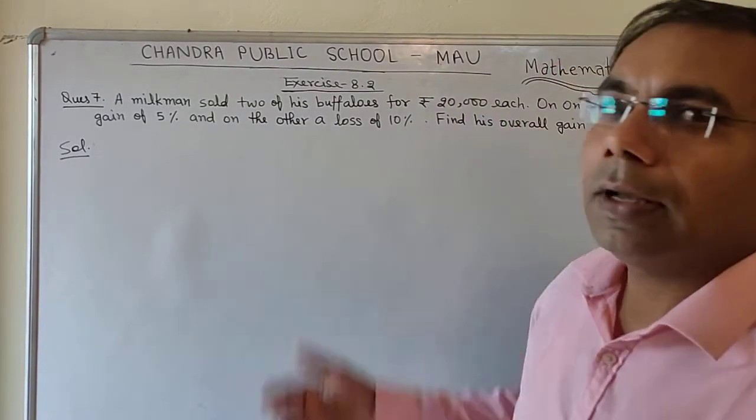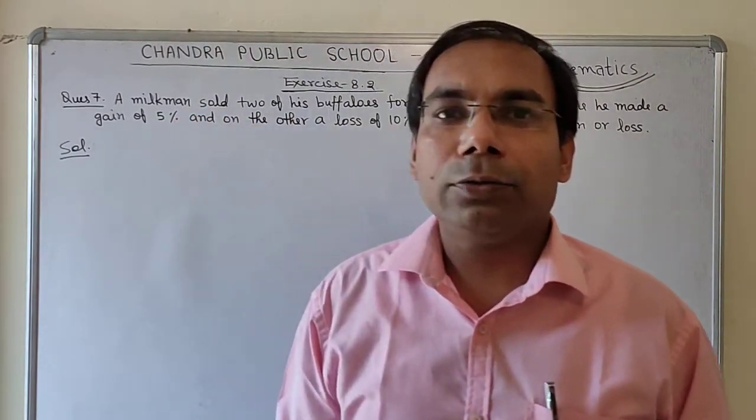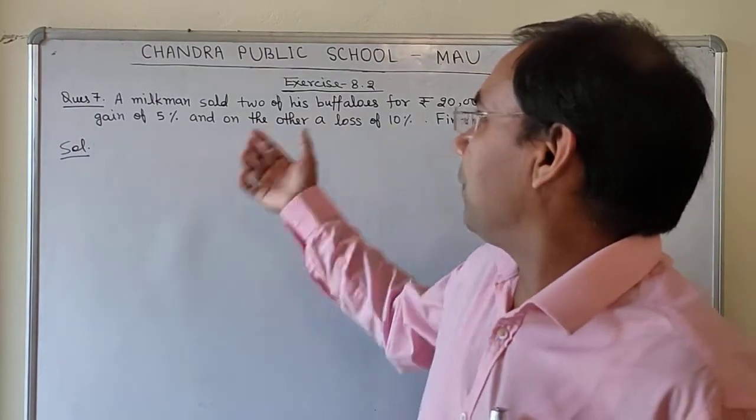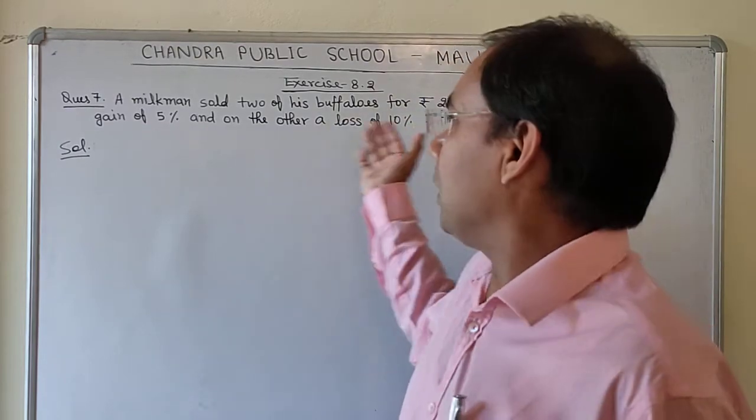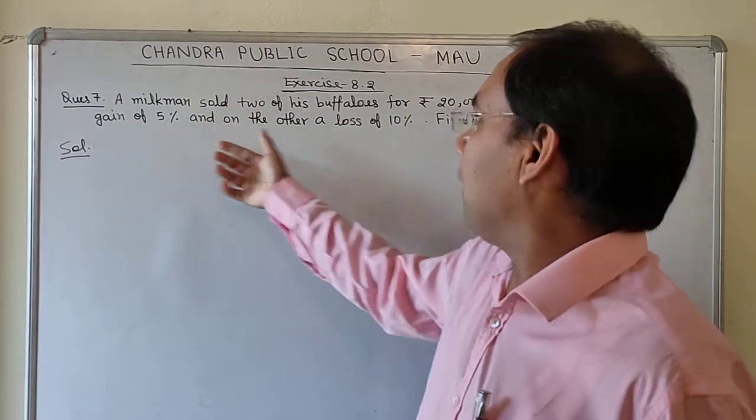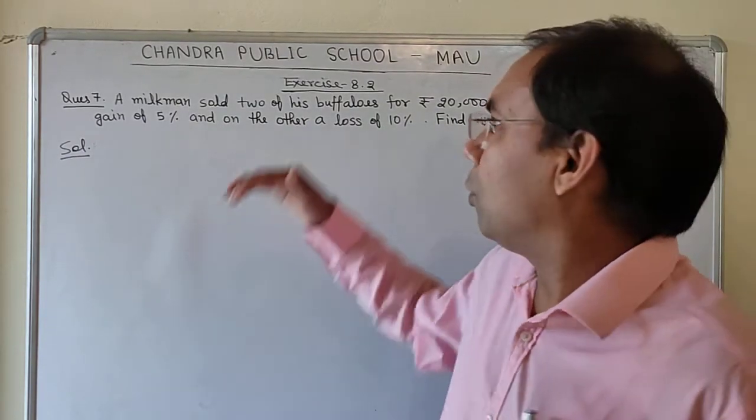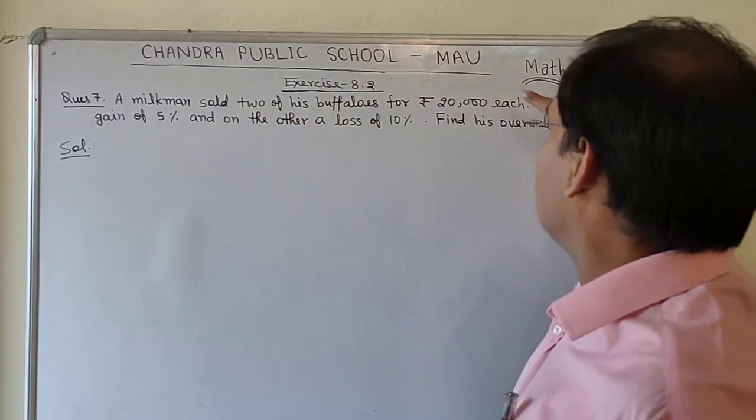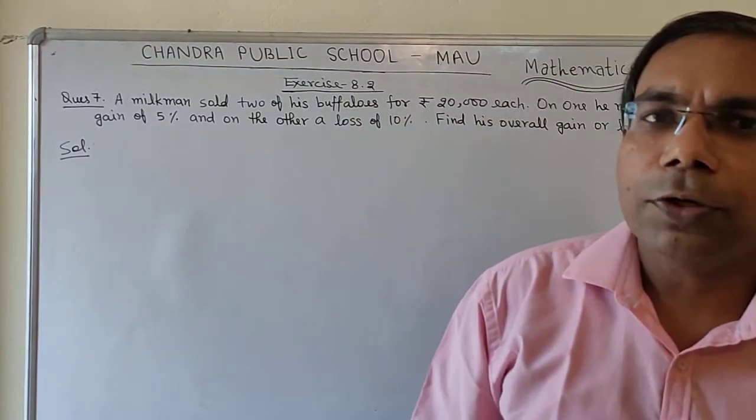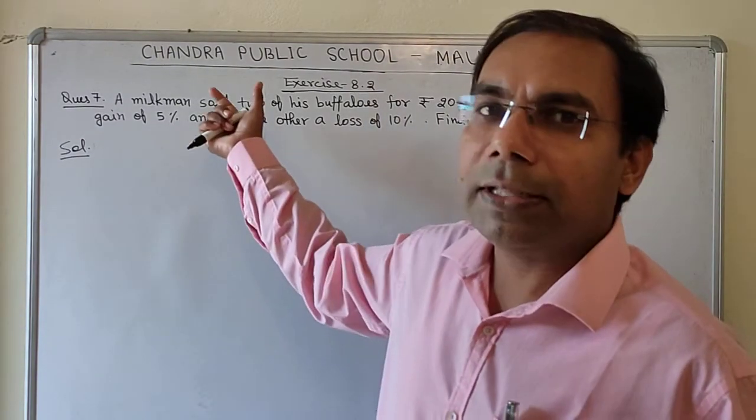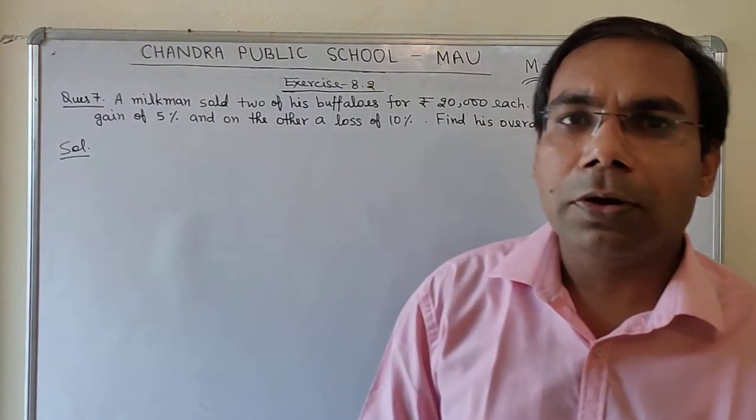So in this question, it is given that a milkman is going to sell 2 of his buffaloes and the selling price for both buffaloes is 20,000 each. On one he is going to get a profit of 5% and on the second he is going to get a loss of 10%. Then you need to find whether in that whole transaction he is going to get a loss or profit. So first you need to find the total cost price and the total selling price, then you will be able to find whether he gets a loss or profit.